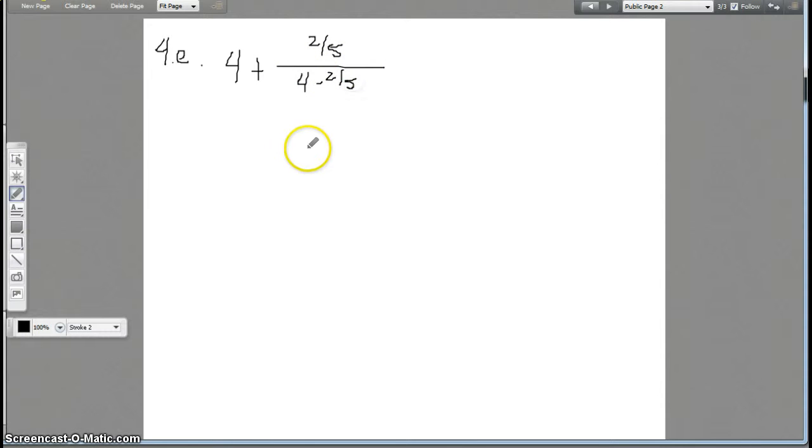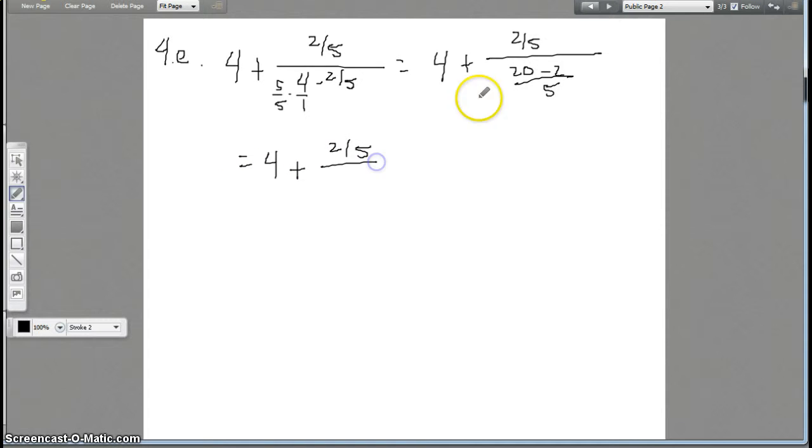Okay, that's pretty complicated. So again, the first thing we need to do is simplify our denominator. In order to make this one single number, I'm going to have to make this one fraction. That means I'm going to have to find a common denominator. I have a fraction of 1 and a fraction of 5. So I'm going to multiply this first one by 5 over 5. And so what I'm going to end up with is 4 plus 2/5 over 5 times 4 is 20, minus the 2, and this is all over 5. So I end up with 4 plus 2/5 divided by 18/5.